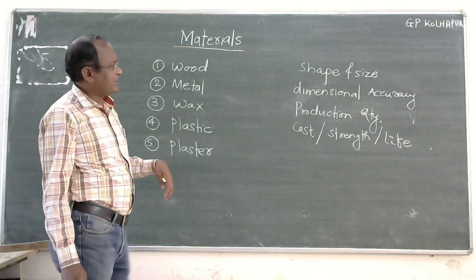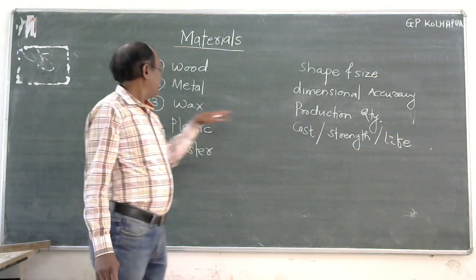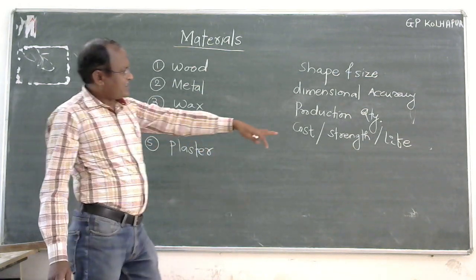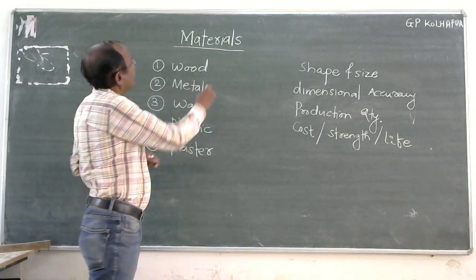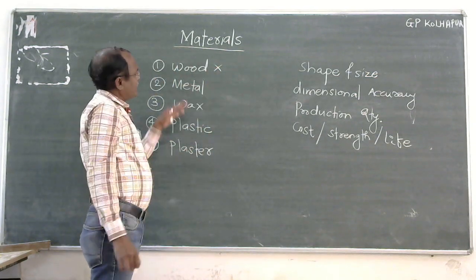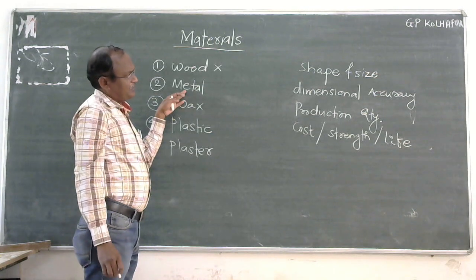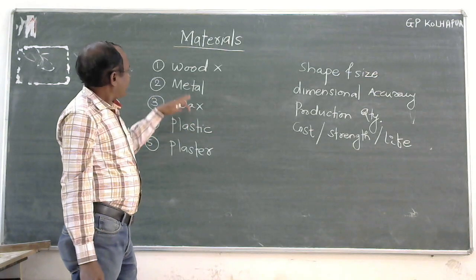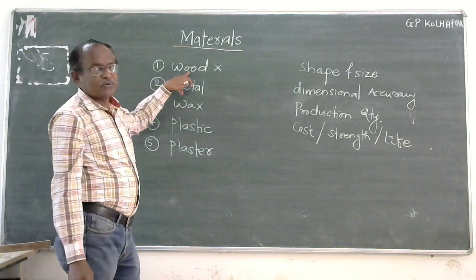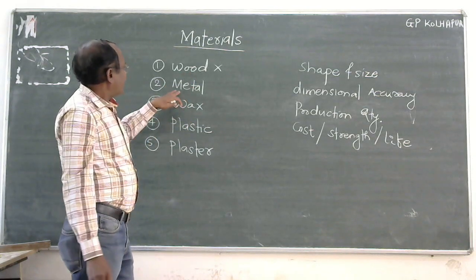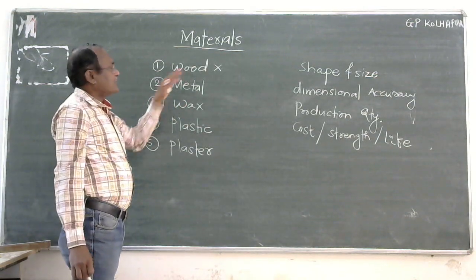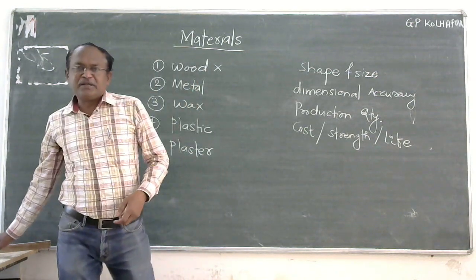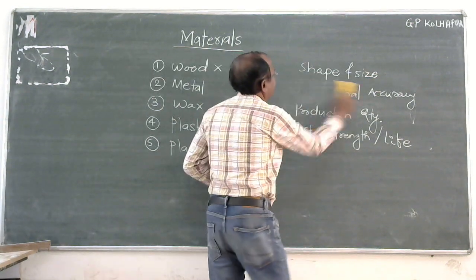Then production quantity. If a large quantity is required, then wax is used. Then cost, rate, and life are also essential. Wood will not last long. The life of a metal pattern is more as compared to a wood pattern. Then the strength of metal is more as compared to wood as a pattern material. So these are the various factors to be considered while selecting pattern materials.